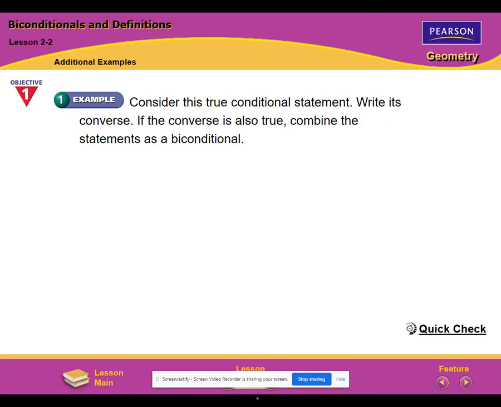Here's one. It says, consider this true conditional statement, write its converse. If the converse is also true, combine the statement as a biconditional. If x equals 5, then x plus 15 equals 20. We saw one very similar to this in the previous lesson. This is true because if you plug 5 in for x, the conclusion will be true.